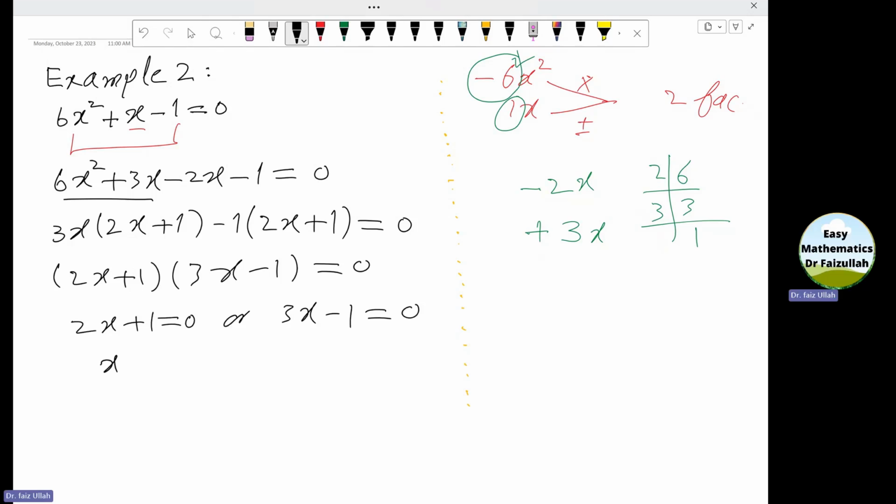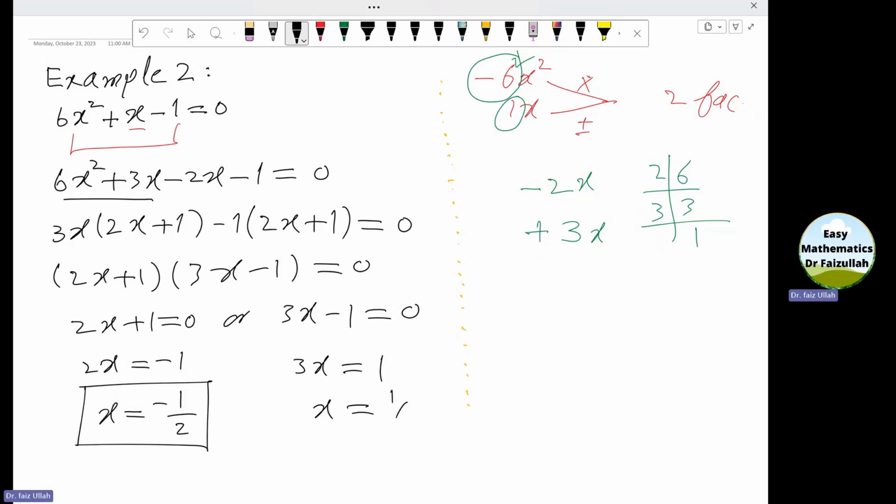From this we get 2x is equal to minus 1, and when we simplify we get x is equal to minus 1 over 2. So that is the first solution. And then from this one we get 3x is equal to plus 1. If we divide by 3 we get 1 over 3. So x is equal to 1 over 3 is the second solution of the given quadratic equation.